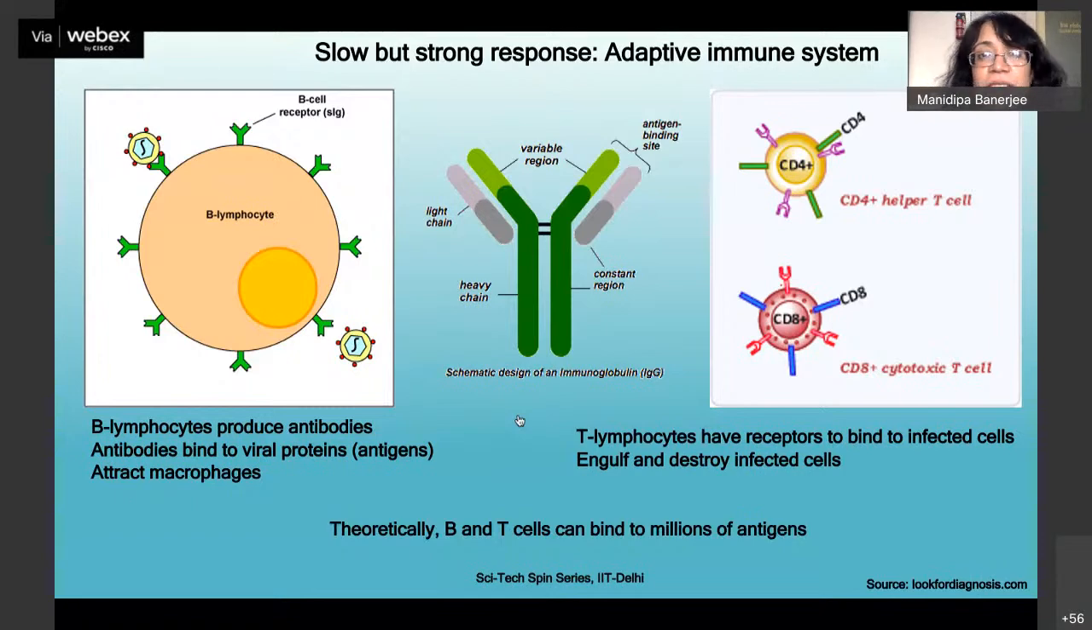Can someone write in the chat box if you know about antibodies? Let me just stop here and see what kind of questions are there in the chat box. Do most people know about antibodies? I see some very interesting questions here.